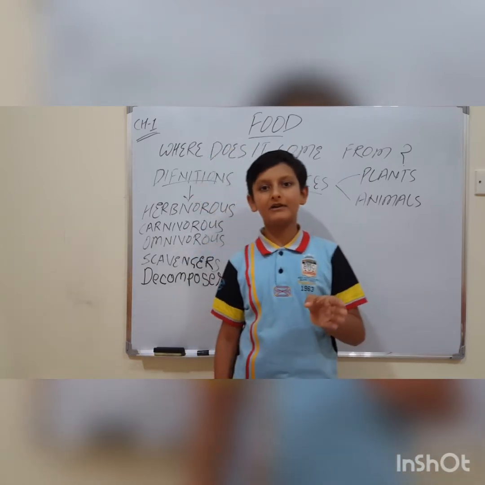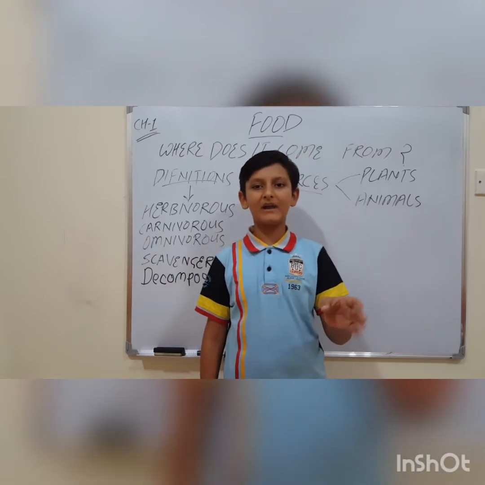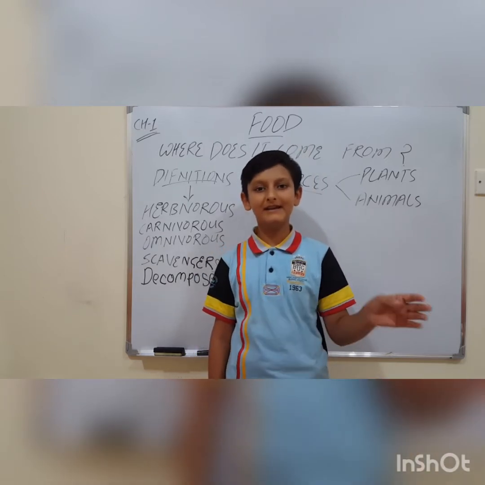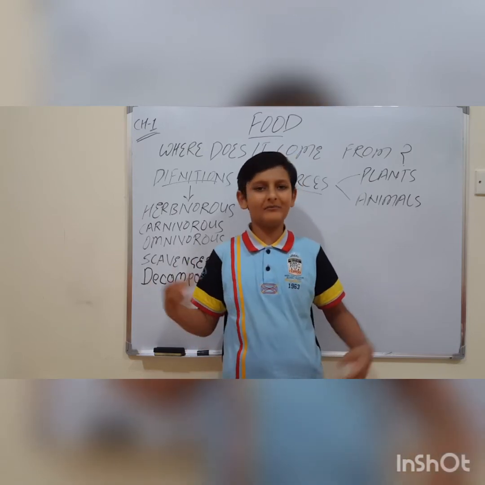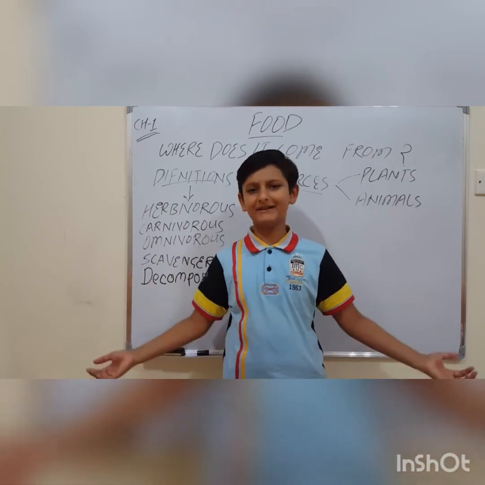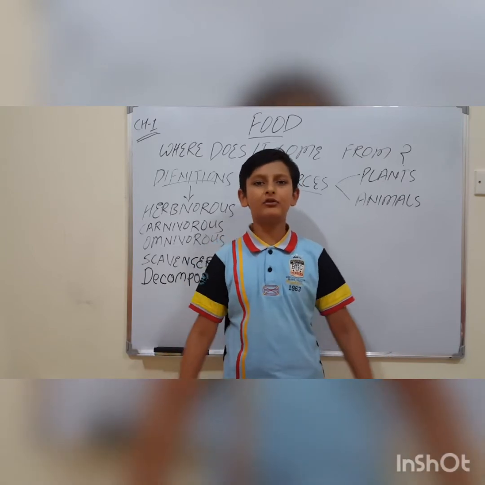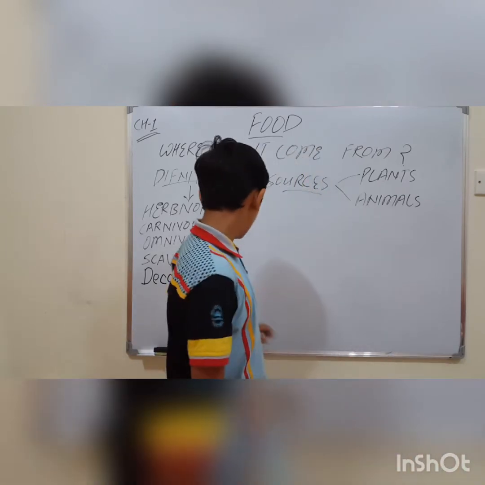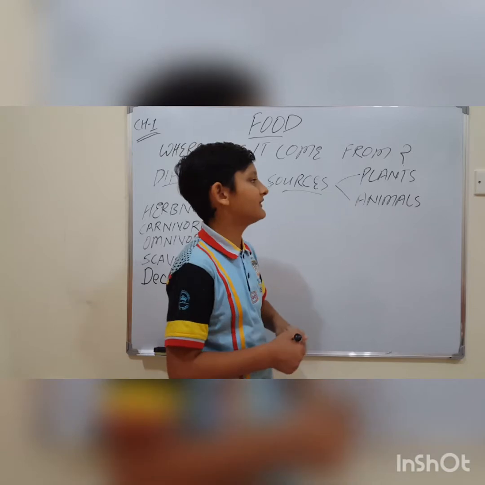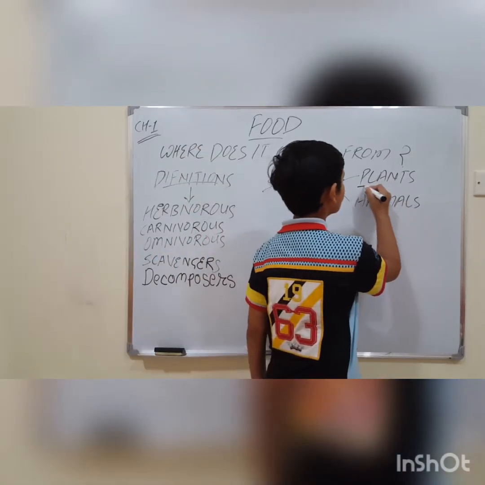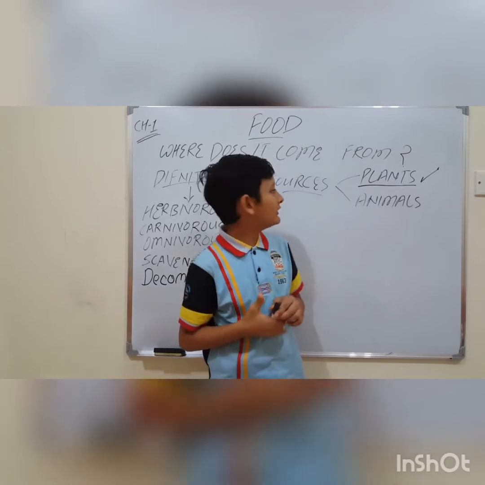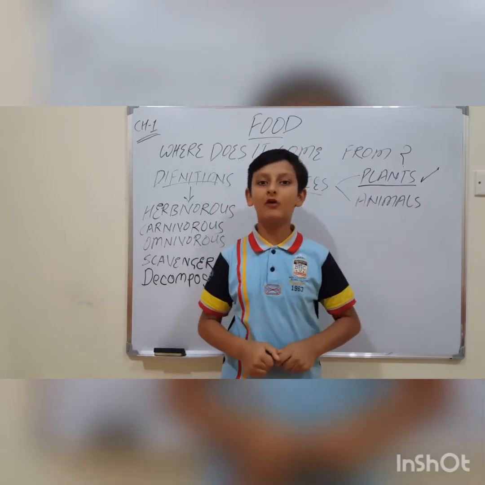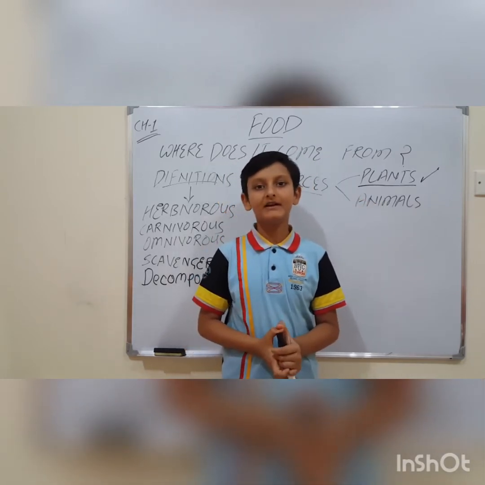As I already told you about vegetables, now I'll tell you about fruits. Fruits of plants are also eaten by us. Examples of fruits are mango, banana, apple, etc. We all eat fruits. So as I have told you about plants, now let us move on to our next topic.